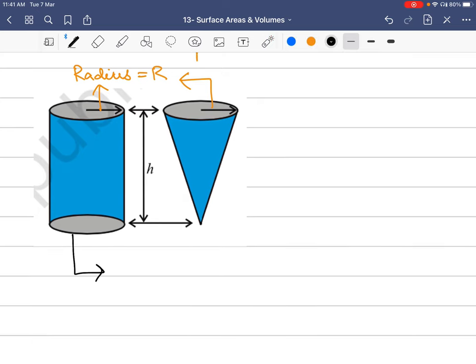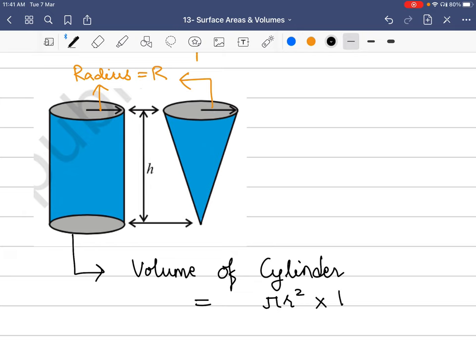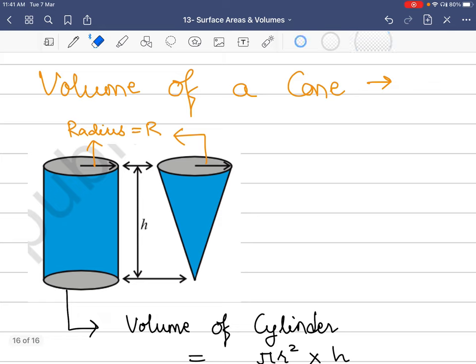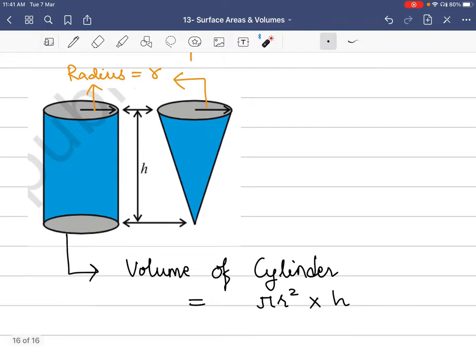Before we move on, let us just note down the volume of cylinder. We all know, the volume of the cylinder is the area of the base, so it has a circular base, pi r square, which is the area of the base, into the height, h. Let's make this radius small r instead of capital R. So radius is small r and the height is small h. So the volume of the cylinder is pi r square h.